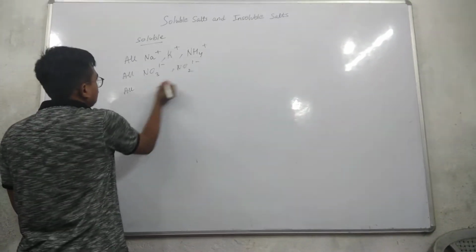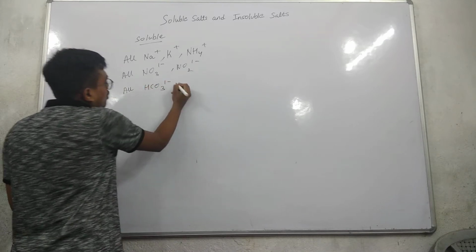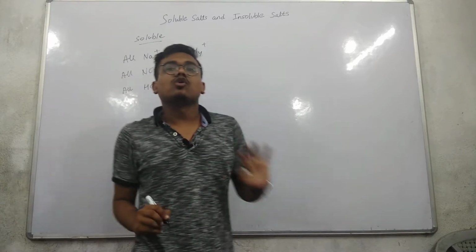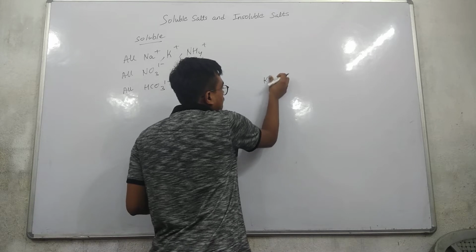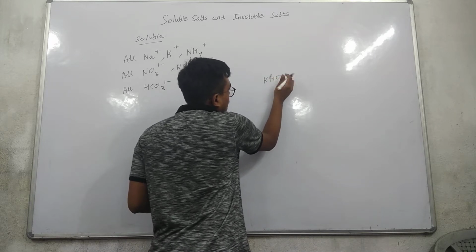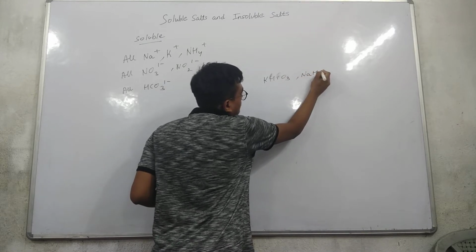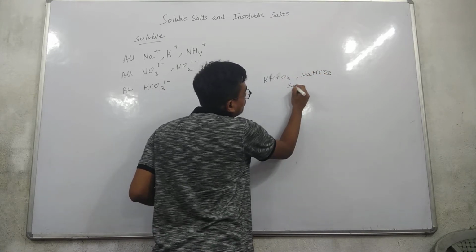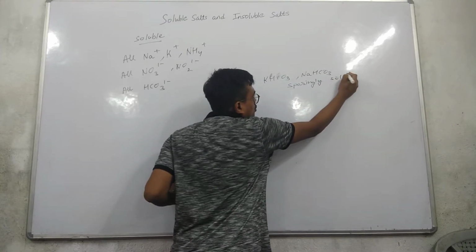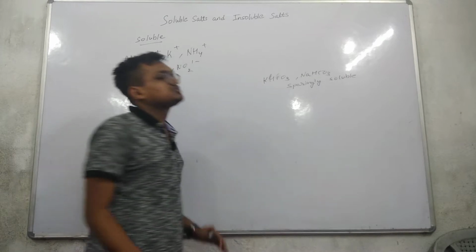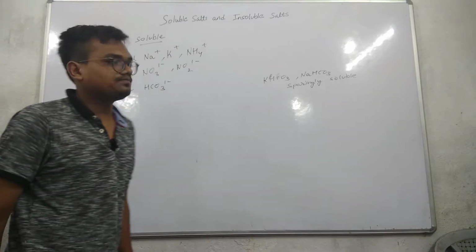All bicarbonates are soluble, but potassium bicarbonate and sodium bicarbonate, these two are sparingly soluble. Sparingly soluble means they will be soluble, but not to a greater extent.